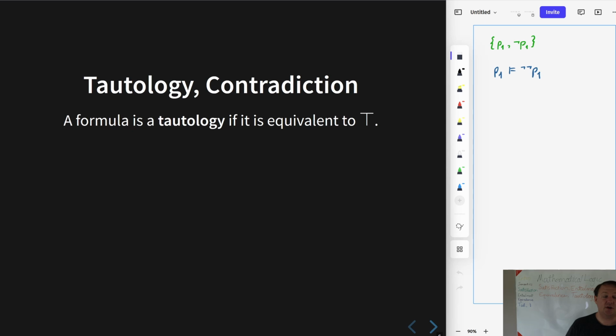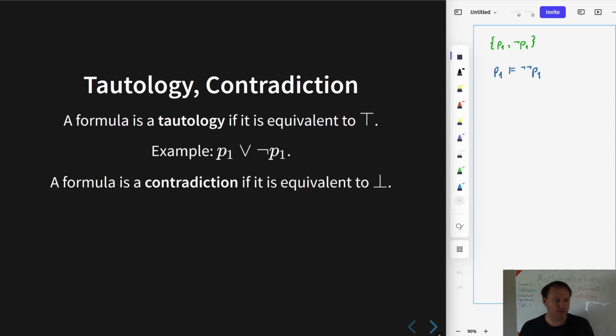Finally, we define tautology and contradiction. A formula is called a tautology if it is equivalent to the canonical tautology. Recall that that top symbol was a piece of syntactic sugar for the sentence P1 disjunction negation P1. And so certainly P1 disjunction negation P1 just is the same thing as that top symbol, verum, and it is equivalent to itself, so that technically counts. So that is a tautology.